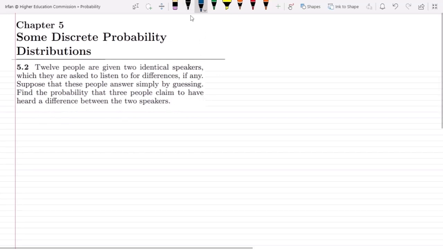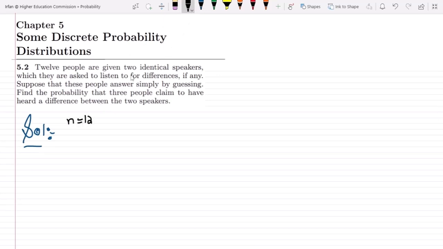Here, in this type of question, what will be the approach, and how would you solve these types of questions? First of all, you have to write the given data. In the given data, we have to write the total number of people first. So let me denote the total number of people with n. So n is 12.